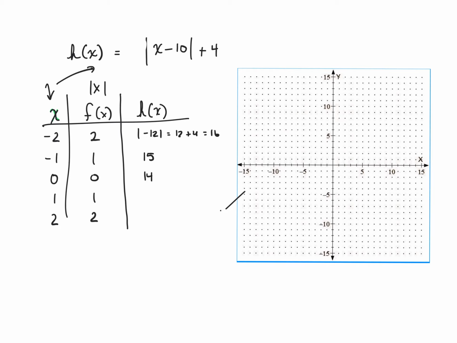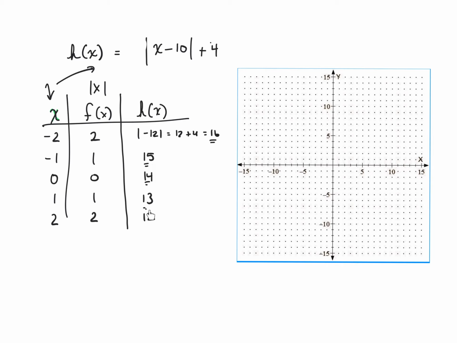So let's plug a 1 in. 1 minus 10 is negative 9. The absolute value of negative 9 is 9, so 9 plus 4 is 13. Now I'm starting to establish a pattern here: 16, 15, 14, 13. So I'm going to continue this pattern and take a guess that the next one is going to be 12. Let's double check it. 2 minus 10 is negative 8. The absolute value of negative 8 is 8, and 8 plus 4 is 12. Good, so it's 12.